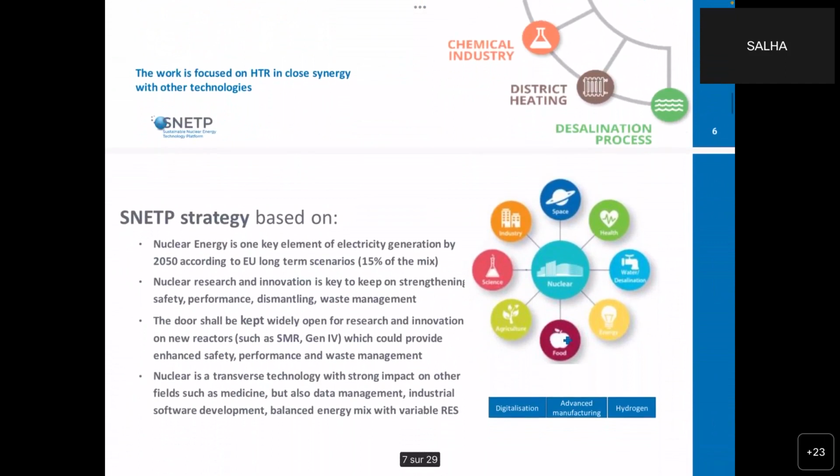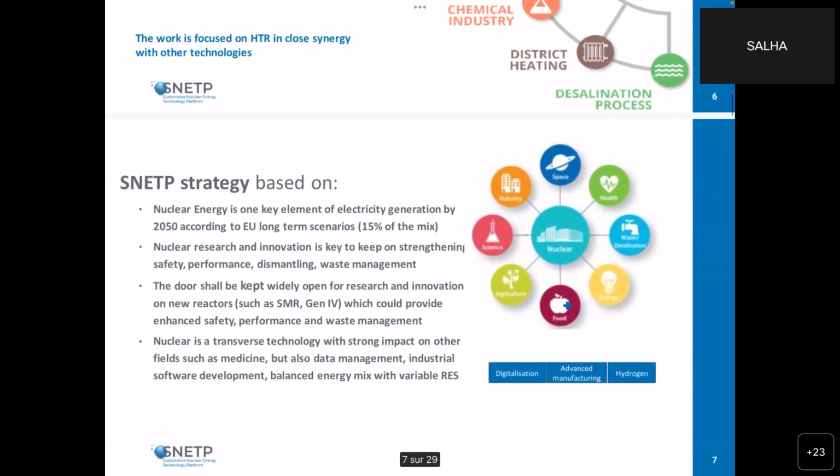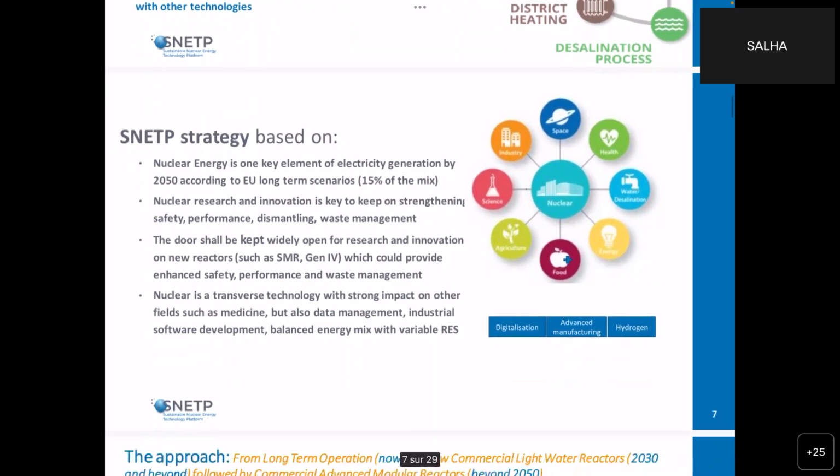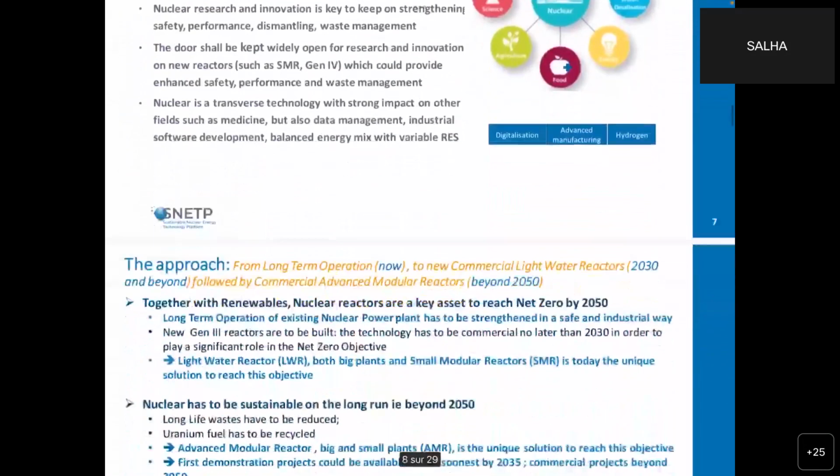So this is the global strategy of SNETP. So to work on these three pillars in order to contribute to the energy mix of Europe, as I was mentioning, something like 15% of the global electricity, which could be provided by nuclear energy. We have to work on the three topics at the same time, and I will try to explain a bit after how we see the global approach.